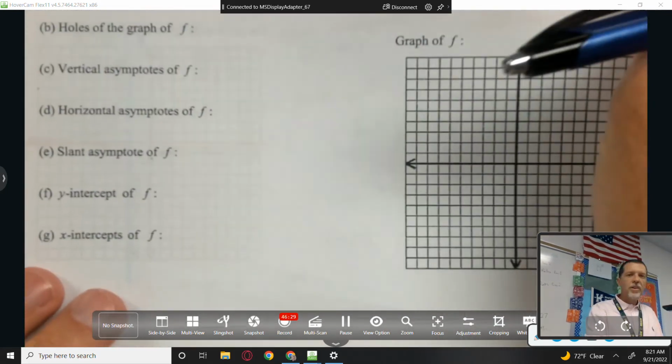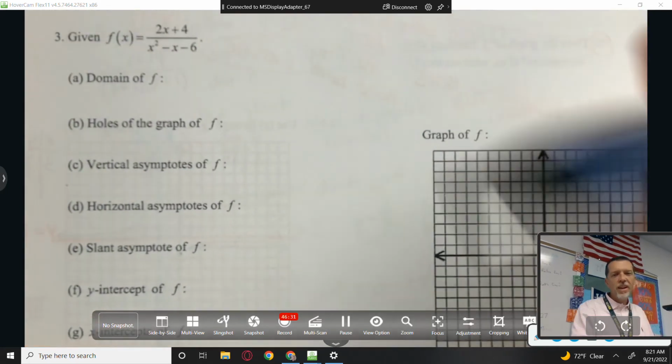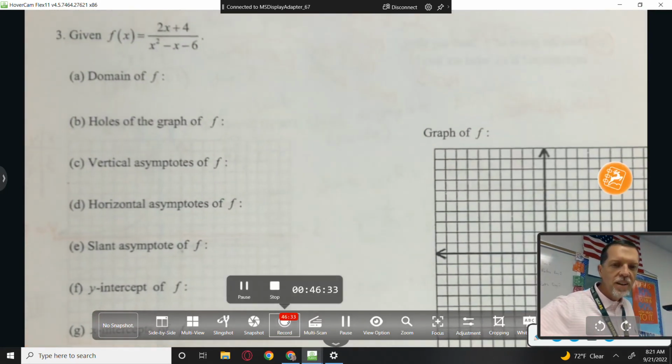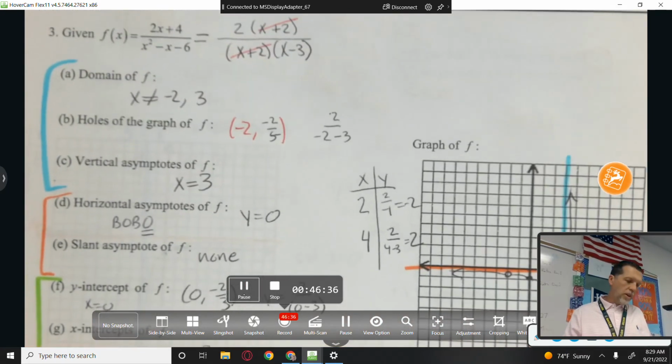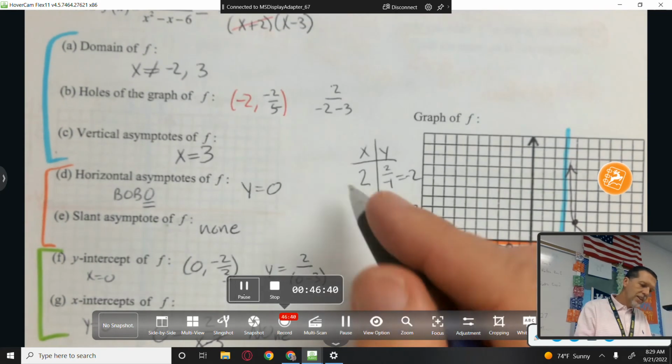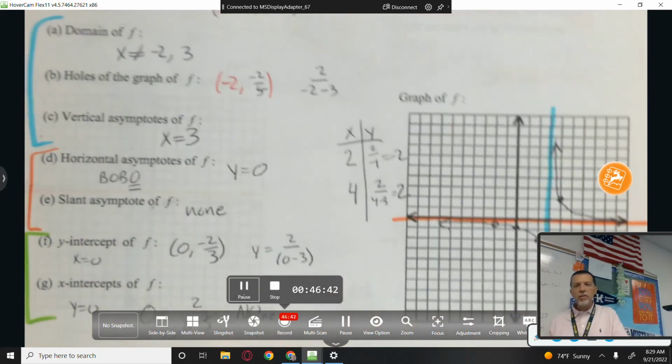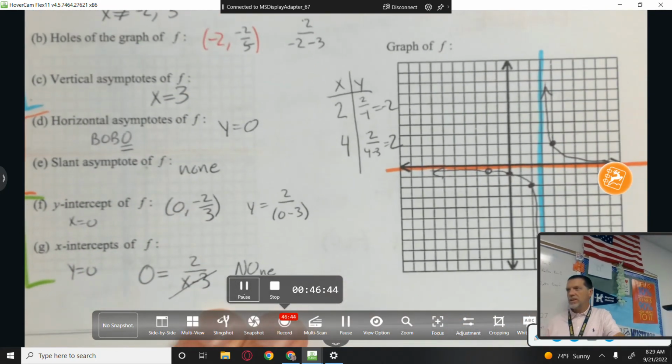All right, why don't you try number 3? I'm going to press pause. So that's what number 3 should look like. Answer all the questions, put it all on the graph, fill in some extra points if you need them. It looked like most of you were doing pretty good on this. It's a lot of steps, a lot of work.